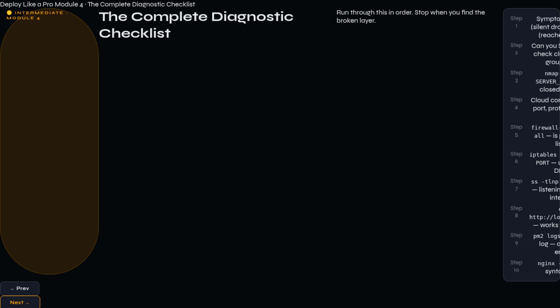Step 9: Check application logs: PM2 logs, journalctl, /var/log/nginx/error.log. Step 10: Test the Nginx config: sudo nginx -t. Following this checklist in order takes 5 to 10 minutes and identifies 99% of port issues. Don't skip ahead to step 5 because you assume it's the firewall. Check in order.